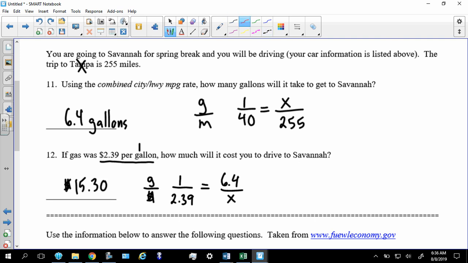Now that's the way you could look at it from a proportion standpoint, but if you were like, you know what, I don't want to deal with the proportion. If gas was $2.39 a gallon, if I need 6.4 gallons, I'm just going to multiply those two. You could do that as well.